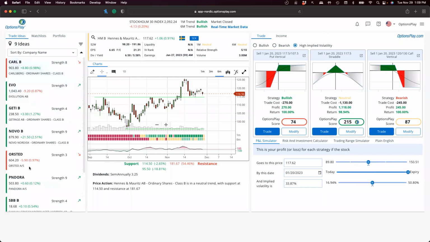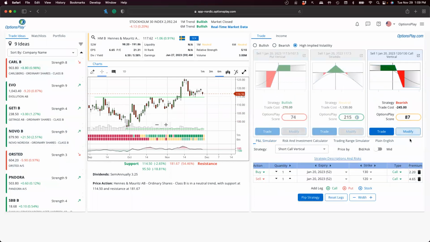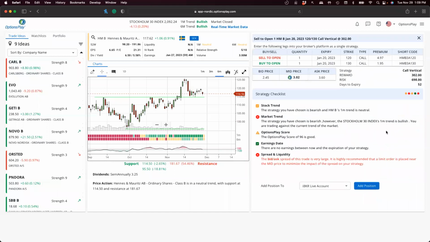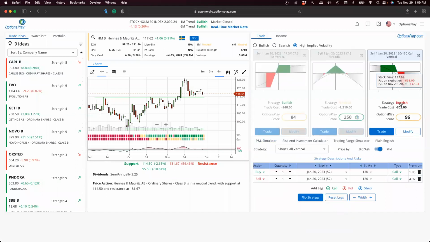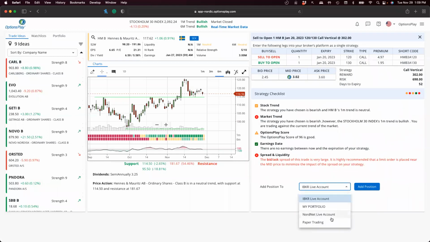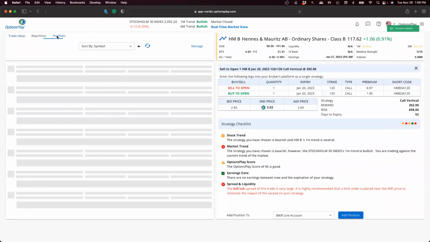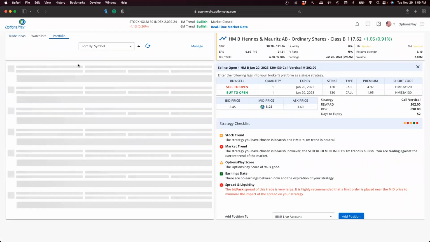Click on any trade in Options Play. Whether you're looking at this call credit spread here on H&M, and you want to trade this, you can create paper trading portfolios. You can click on the trade button and select which portfolio you want to add this trade to, and simply add position. And when you do this, you have a portfolio tool in Options Play that helps you track these positions.